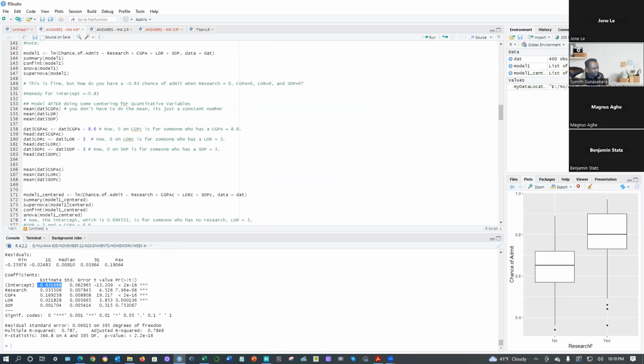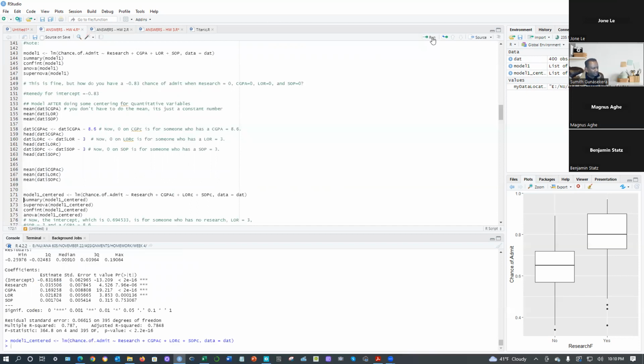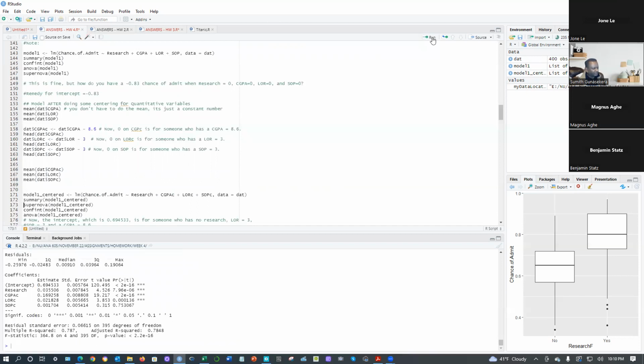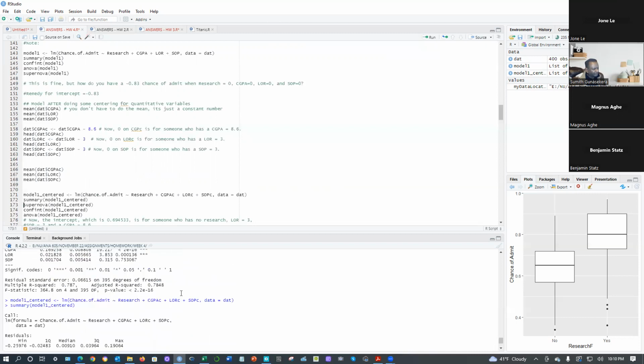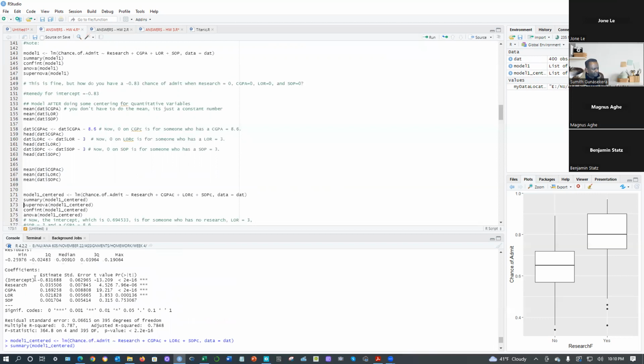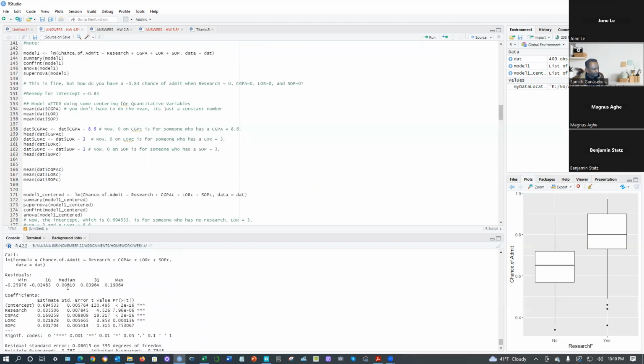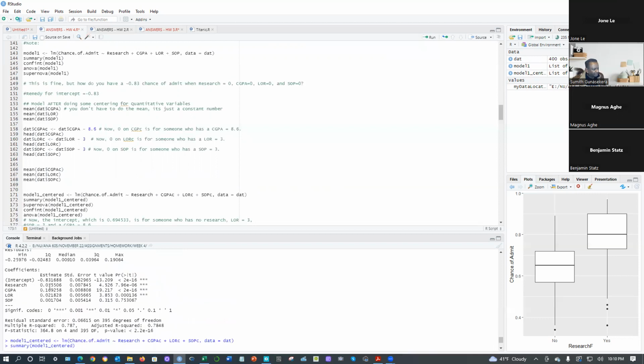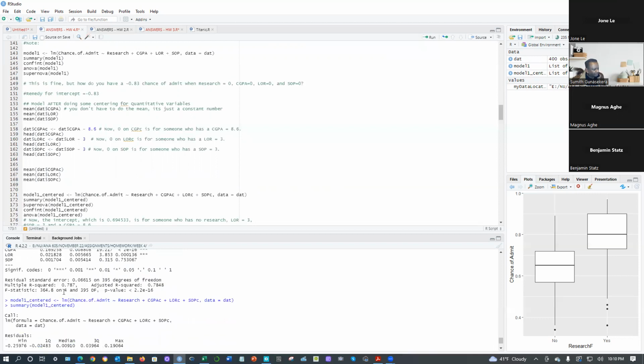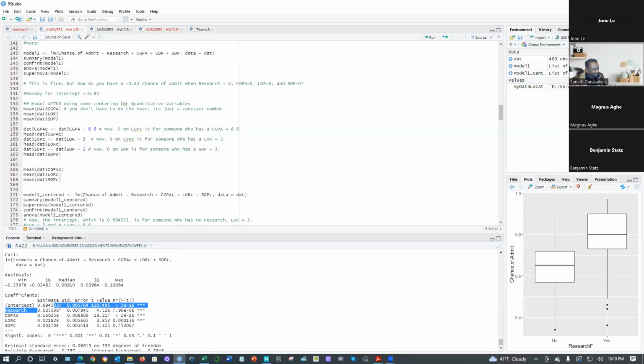Okay, we did this one. Now I'm gonna run this one. This is the new variables. Only difference, see? This one I'm gonna compare. See, the negative value becomes a positive value. But the rest, 0.035506, stays the same.